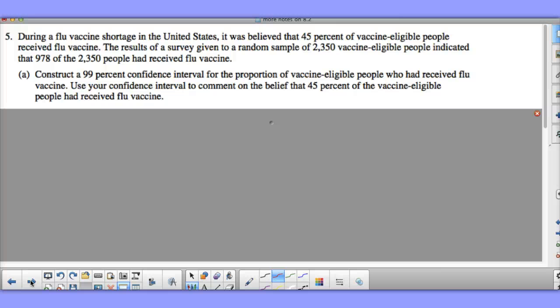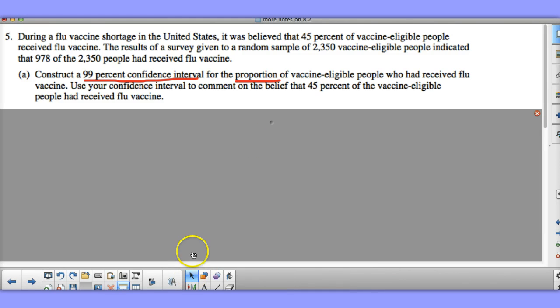Hopefully you've had a chance to take a look at this problem. And the one thing I notice here is we're talking about forming a 99% confidence interval, and I know it's for population proportions, and eventually we're going to be forming confidence intervals for population means and also confidence intervals for slope of regression lines. But let's see what we have here.